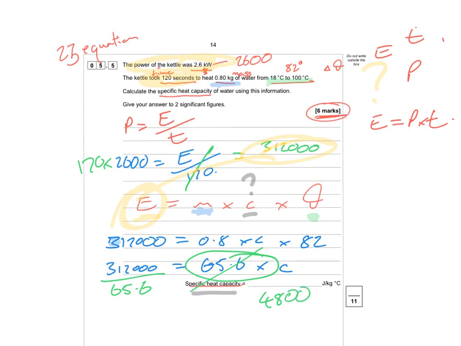4,800 joules per kilogram degrees Celsius. And that goes to two significant figures rather than what comes out of your calculator, which is 4756. So the 6th mark there was for this two significant figures, so try not to forget that. Always go back and recheck your responses.